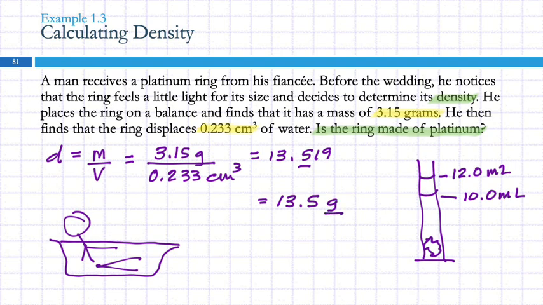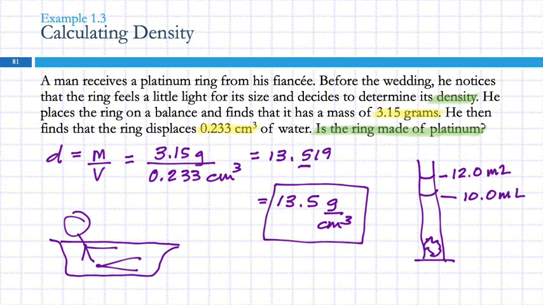Grams divided by cubic centimeters. Nothing cancels out. There's no converting. It's one of those derived units. We've got grams divided by cubic centimeters. So that's the density of the ring.